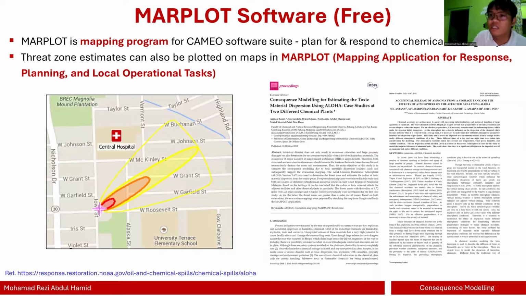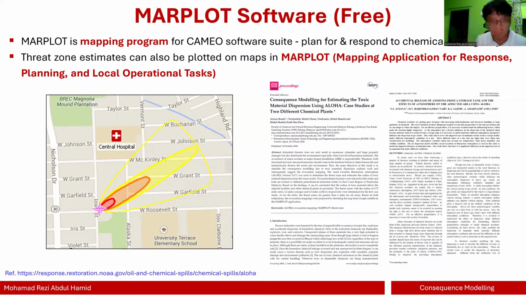And then of course, let's say you want to do analysis on a specific location. You can transfer the threat zone onto a specific location around the world using the MARPLOT software. It is also a free software. I forgot to mention that this software is quite easy to get. Just Google ALOHA US EPA. You click the first result, and you can download MARPLOT as well as ALOHA software. It does not require too much download space, maybe 100 megabytes roughly, or 200, I forgot.